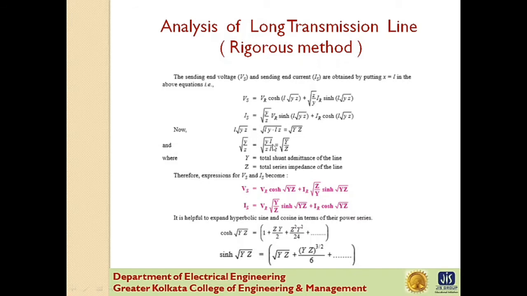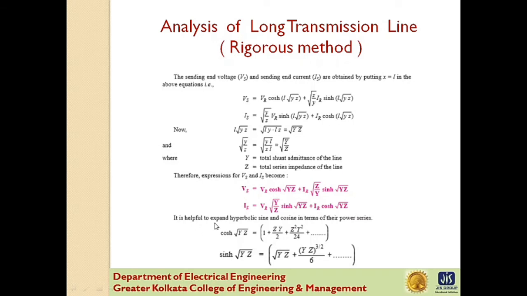Now therefore this expression is equal to Vs equals VR cosh root over capital YZ plus IR root over capital Z by Y sinh root over capital YZ. Similarly, Is equals VR root over capital Y by Z sinh root over capital YZ plus IR cosh root over capital Y into Z.